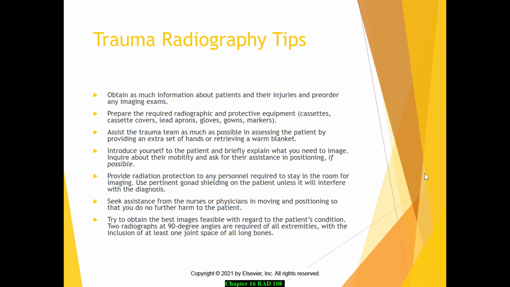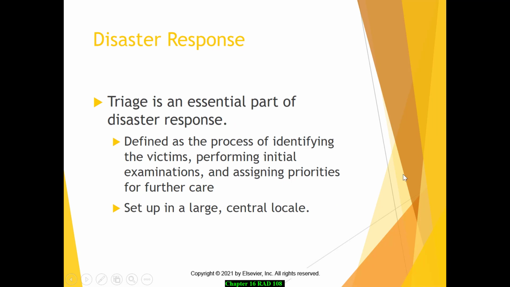Do provide radiation protection to any personnel that have to stay in the room, and don't be afraid to speak up and ask any of the nurses or physicians to help you get some of those positions put in place so that you can get out of there in a reasonable amount of time. The rule for radiographs, especially of the extremities, is going to be a 90-degree angle. So you want 2 radiographs at different angles so that they can determine how much damage has been done in that area.